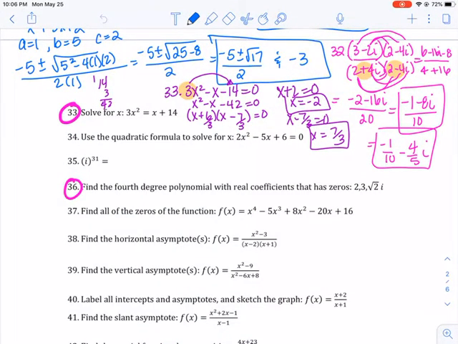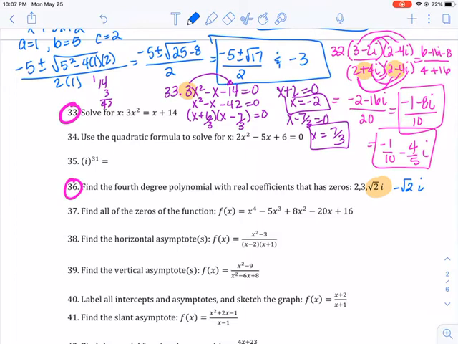All right, so some more review questions. Let's take a look at 36. Find the fourth degree polynomial with real coefficients that has zeros of 2, 3, and rad 2i. What you want to remember is that if you have a zero of rad 2i, it's going to come with its partner, negative rad 2i. Anytime you have an imaginary root, it comes with its buddy, the conjugate.